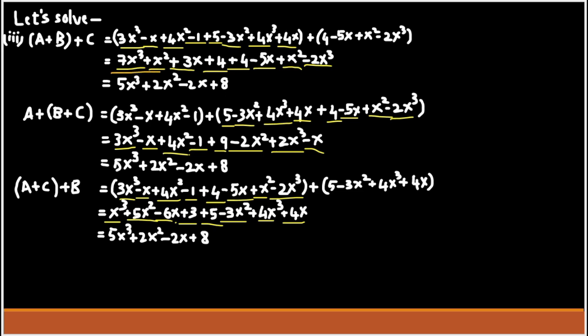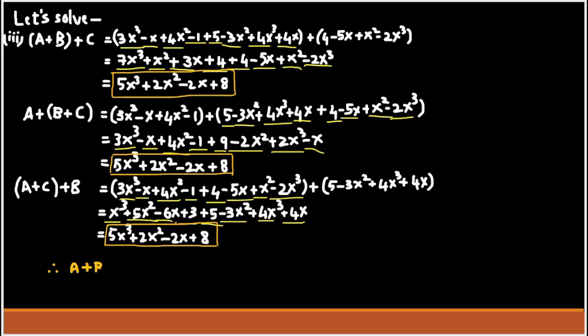Here x cube from the sum and plus 4x cube from b which is 5x cube. 5x square from the sum minus 3x square from b which is plus 2x square, minus 6x from the sum and plus 4x from b which is minus 2x, plus 3 from the sum plus 5 from b which is plus 8. So (a plus c) plus b equals 5x cube plus 2x square minus 2x plus 8.